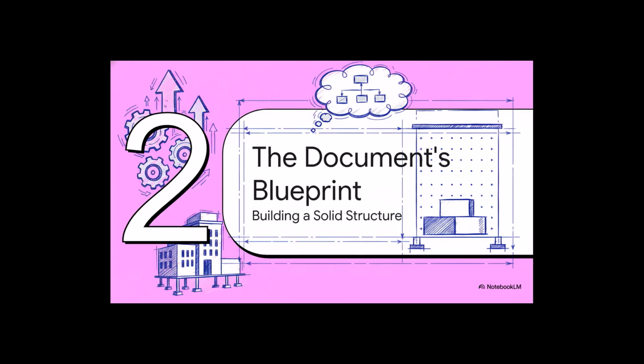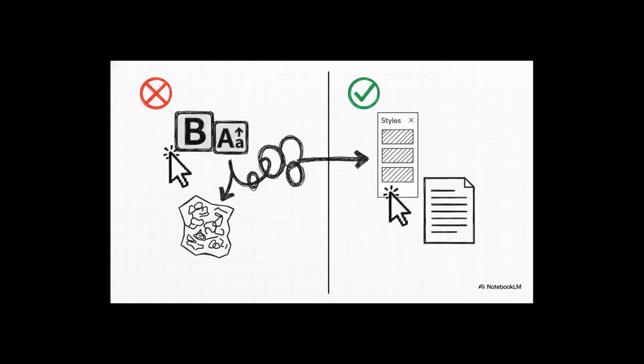Okay, so how do we actually do this? Well, it all starts with the document's blueprint. We've got to build a solid, logical structure right from the beginning. And listen, this is probably the single most important thing you can do. Forget about just manually bolding text and making the font bigger. The real key is to use Word's built-in styles for your headings. This is what creates a true, navigable structure that a screen reader can actually understand.